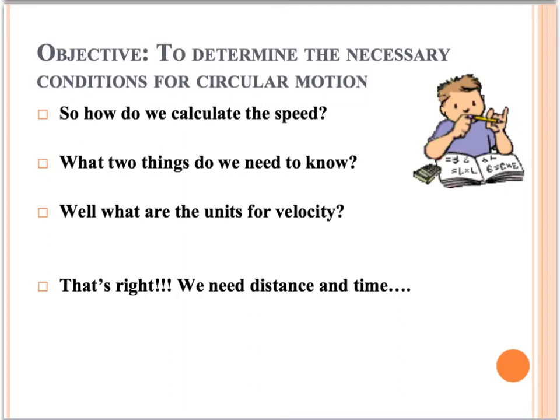So let's handle the speed first for something moving in circular motion. How do we calculate speed? What two things do we need to know? Well, what are the units for velocity? That's right. We need distance and we need time. But you knew that.